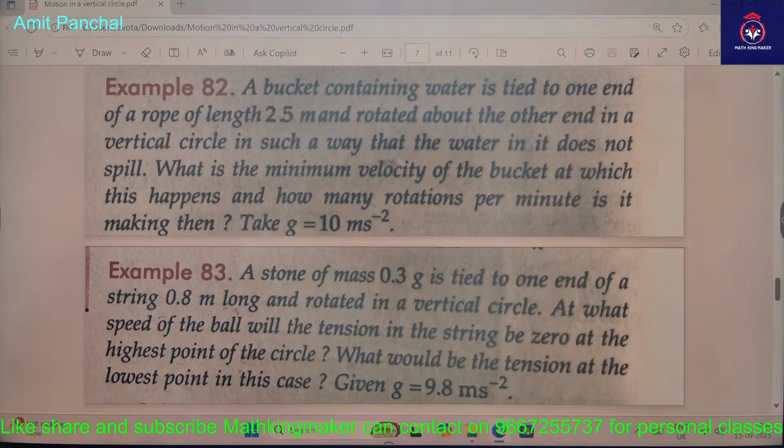This will only happen when T is equal to mg, right? Only then it will move like that, right? And they are acting in opposite directions. Yes.